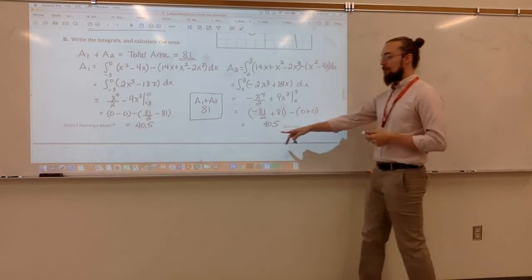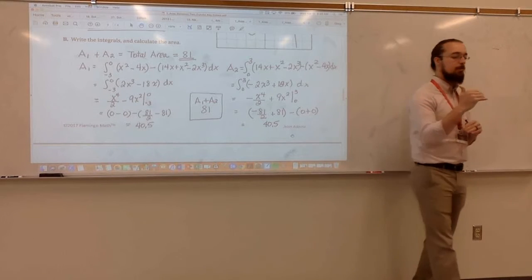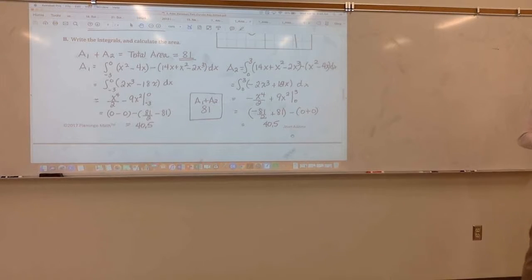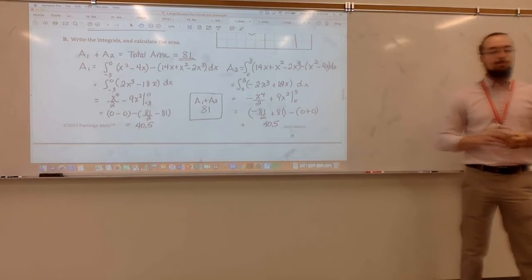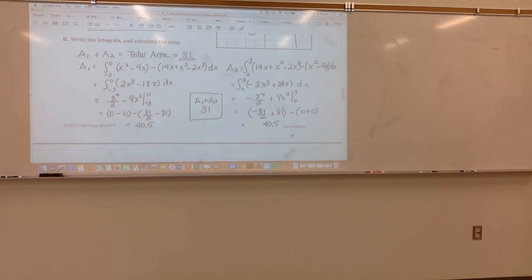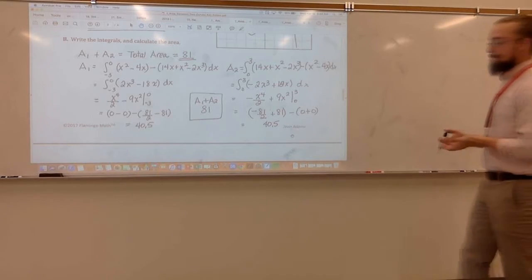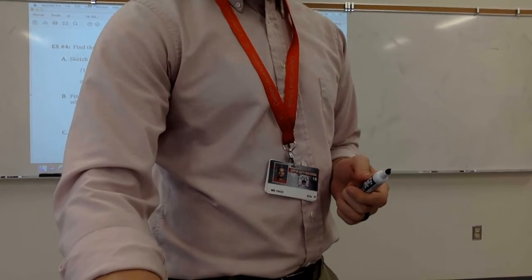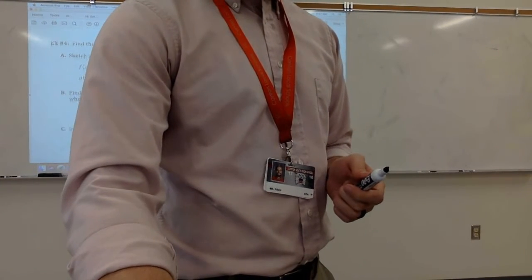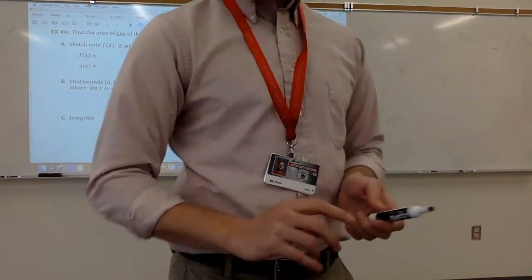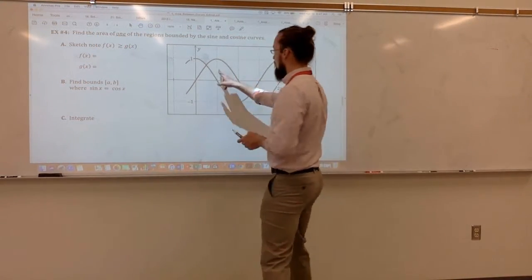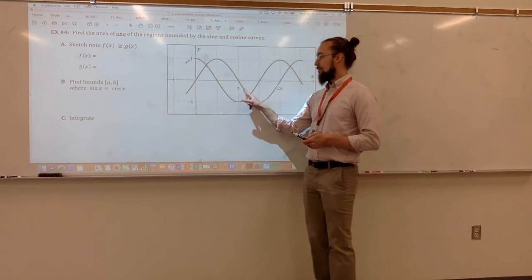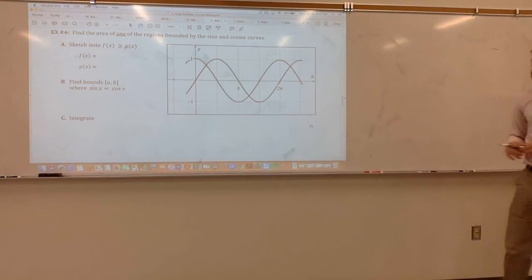So if we get a negative number, we can just make that positive, because the area between 2 curves will always be positive, right? So let's do one more example together. This next example is just find the area between one section of the sine and cosine curves, right? So let's take a look at this region right here. Okay, we want to find the area of this region.